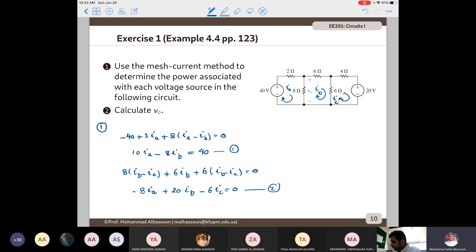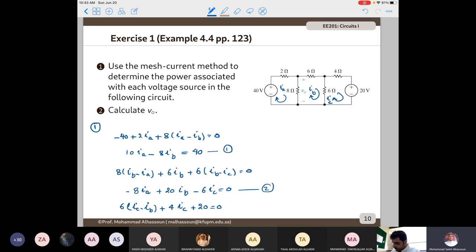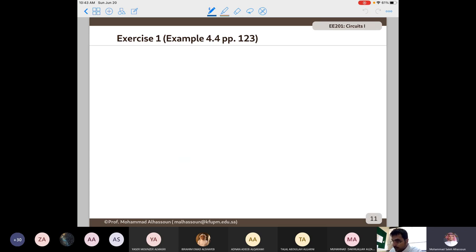Adnan, the third equation. 6 multiplied by IC minus IB, plus 4 IC, plus 20 equals 0. So if I simplify it, moving to the second page, I will end up with minus 6 IB plus 10 IC equals minus 20.